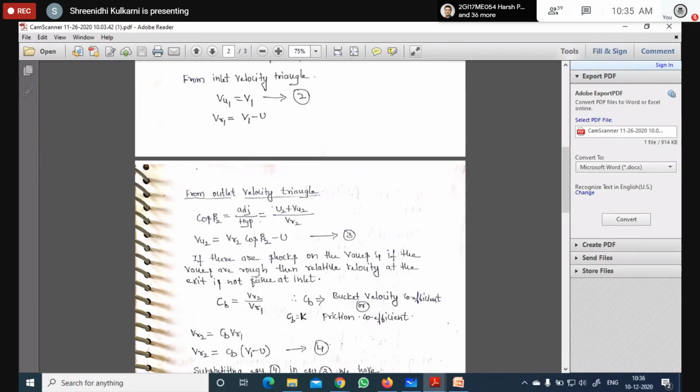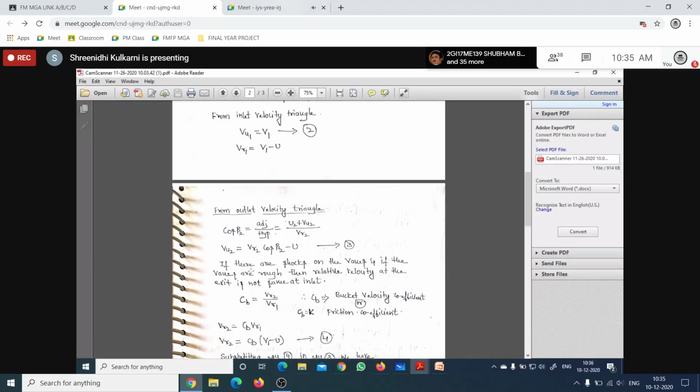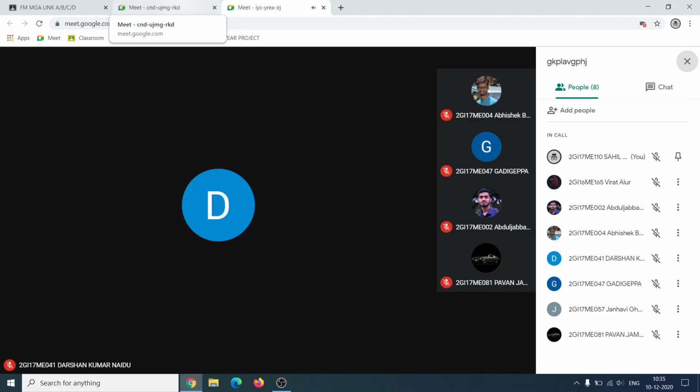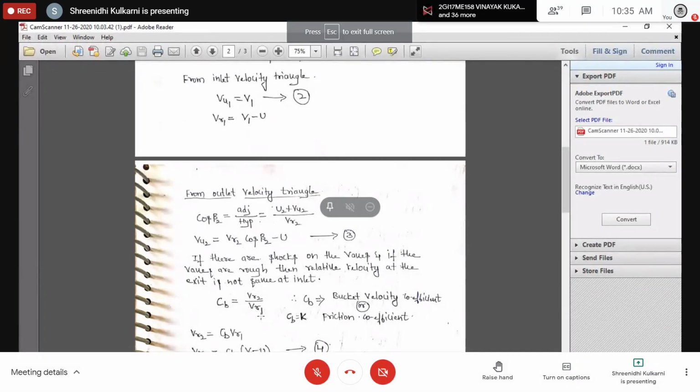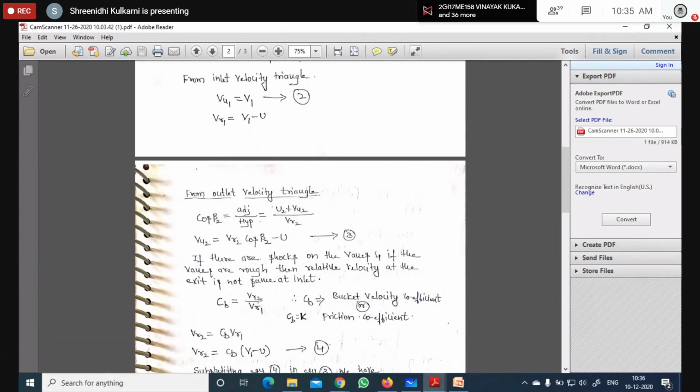This is very important, because usually for an impulse turbine we directly write VR1 equals VR2. That is for an ideal condition. But here, if there are shocks on the vanes and the blades are very rough, then the relative velocity is not the same at inlet as at outlet. It is different. So we can write CB equals VR2 by VR1.